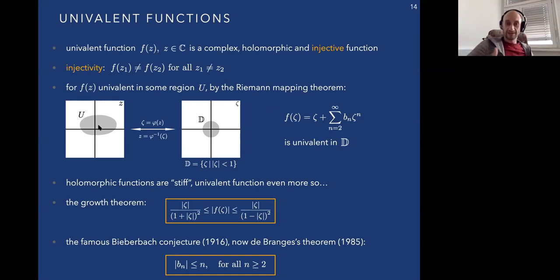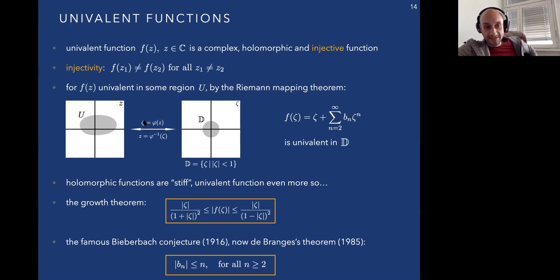Now let's imagine that we have such a function, and it's univalent in the complex z plane. It's univalent in some potato, let's call it U. So there's some shaded region U where this is univalent. Now, this is all nice. What you can do is use the Riemann mapping theorem, and any such region can always be mapped to a unit disk via a conformal map.